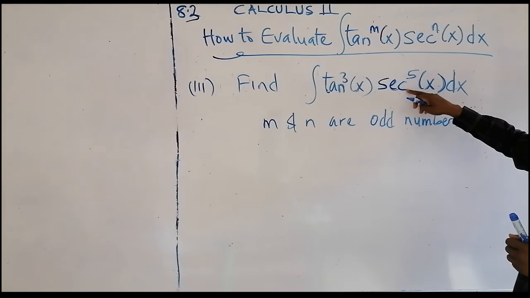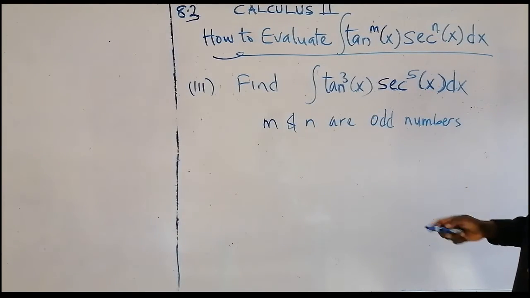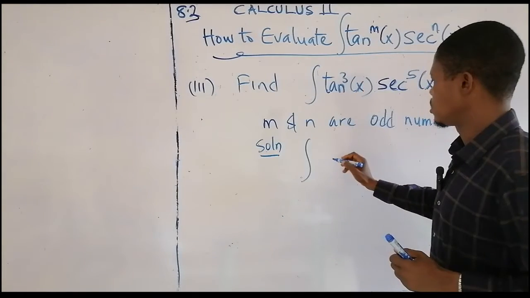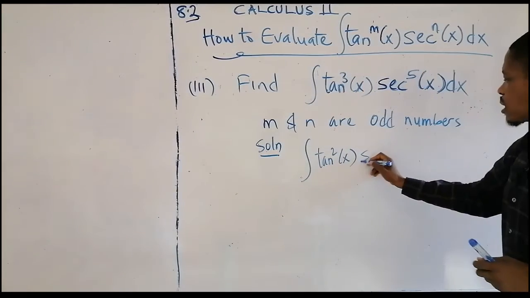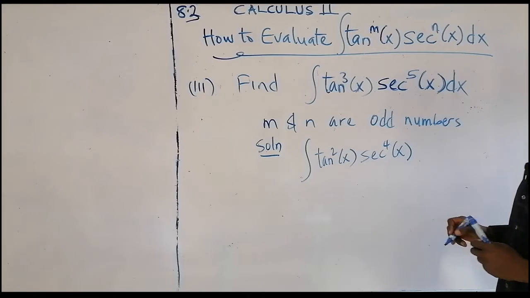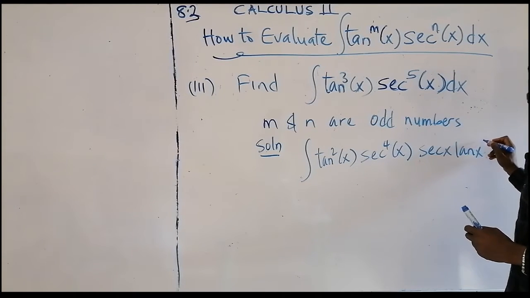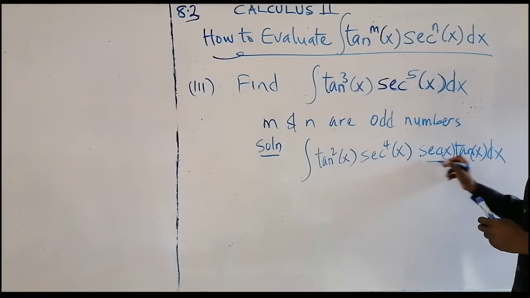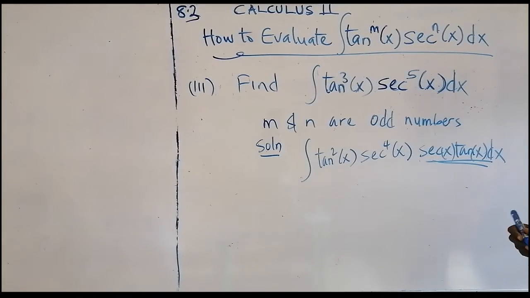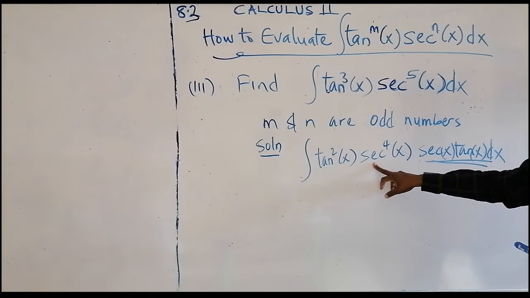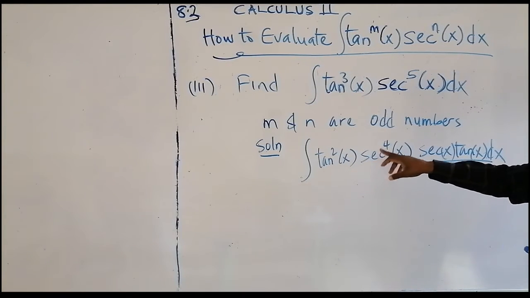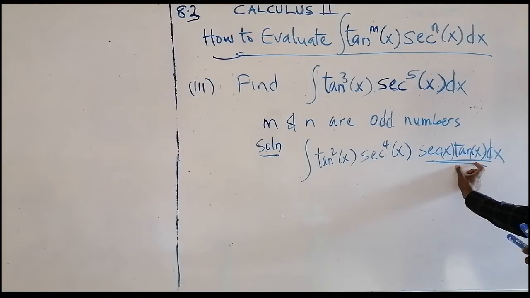We're going to take one from here, take one from here, and put them together. So we now have tan squared and then sec to the power 4, then sec x tan x dx. Why we are doing that is that we want to substitute for sec, and the derivative of sec will give you this.